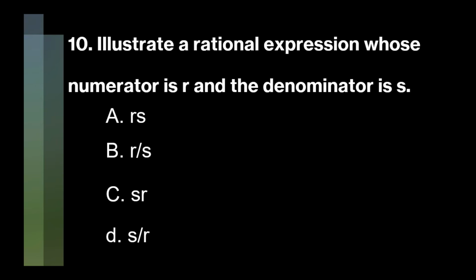Number 10. Illustrate a rational expression whose numerator is r and the denominator is s. Letter A, rs. Letter B, r over s. Letter C, sr. Or letter D, s over r.